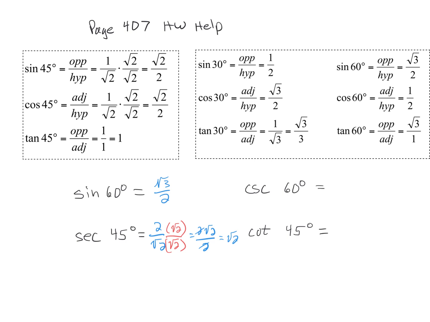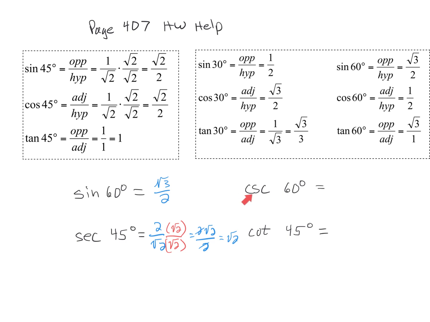Now, let me give you a little secret here. When you look at the cosine being radical 2 over 2, instead of flipping this one, go back to the raw form of adjacent over hypotenuse, 1 over radical 2, and flip that one, because that's radical 2 over 1.